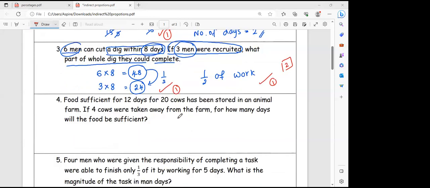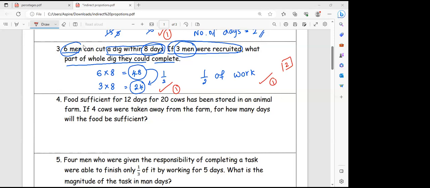Food sufficient for 12 days for 20 cows has been stored in an animal farm. මොකද්ද කරලා තියෙන්නේ? දවස් 12කට හරක් 20ක් ඉන්නවා. ඒගොල්ලන්ට දවස් 12කට අවශ්‍ය ආහාර ප්‍රමාණය යම් farm එකක ගබඩා කරලා තියෙනවලු. If 4 cows were taken away from the farm, 4 දෙනෙක් අයින් කරලා නම් මේ farm එකේ, for how many days will the food be sufficient? කොච්චර දවසකට මේ කෑම ප්‍රමාණය ඇති වේද කියලා අහනවා නේද?